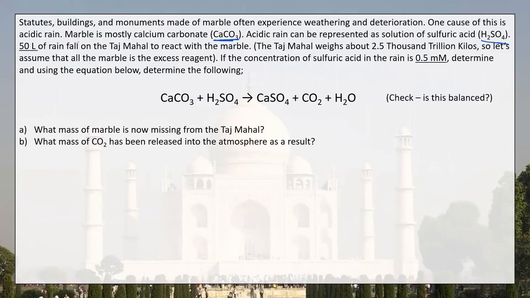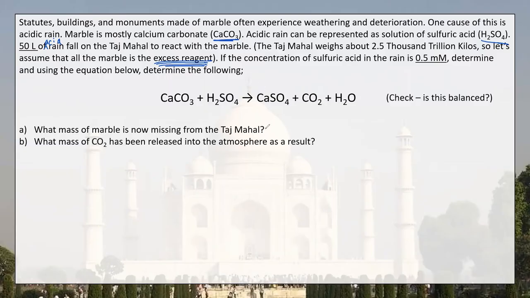So if 50 liters of acid rain fall on the Taj Mahal to react with the marble, and the Taj Mahal weighs about 2.5 thousand trillion kilos. So let's assume for now that marble or calcium carbonate is our excess reagent because we have such a large mass of it that it's almost unmeasurable. If the concentration of the sulfuric acid is 0.5 millimolar, determine, using the equation below, the following.